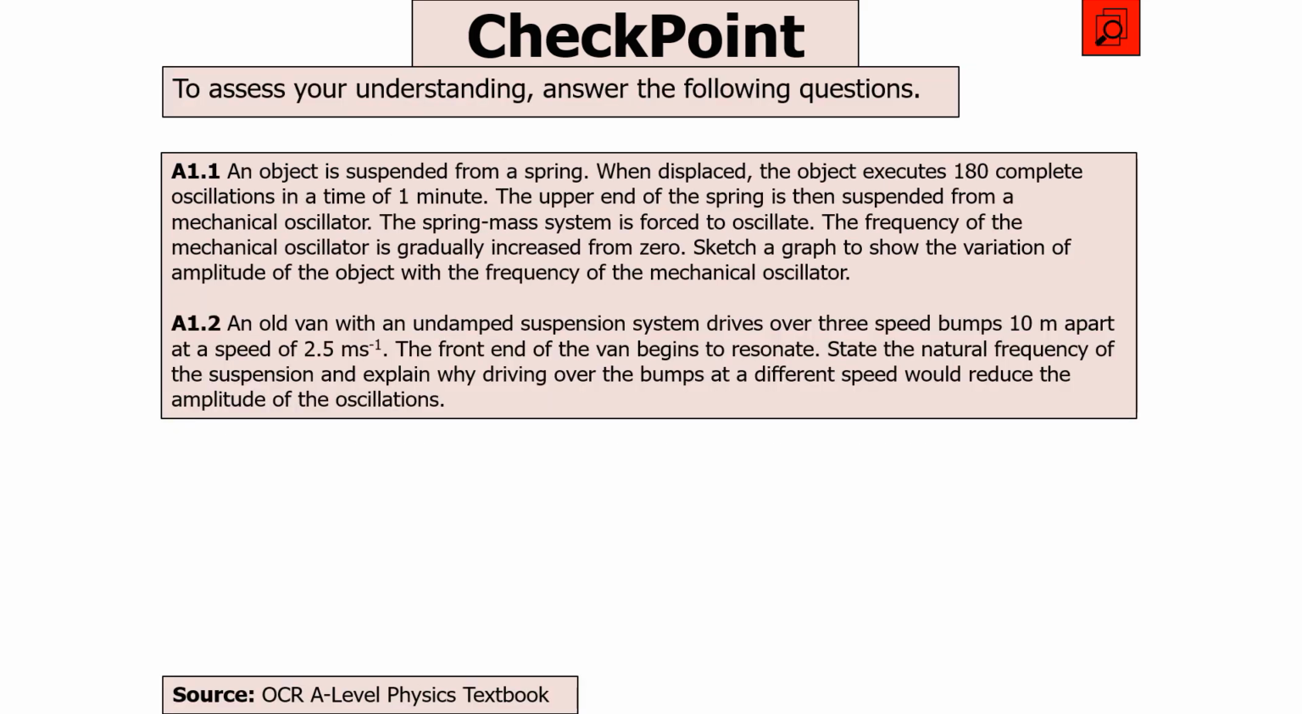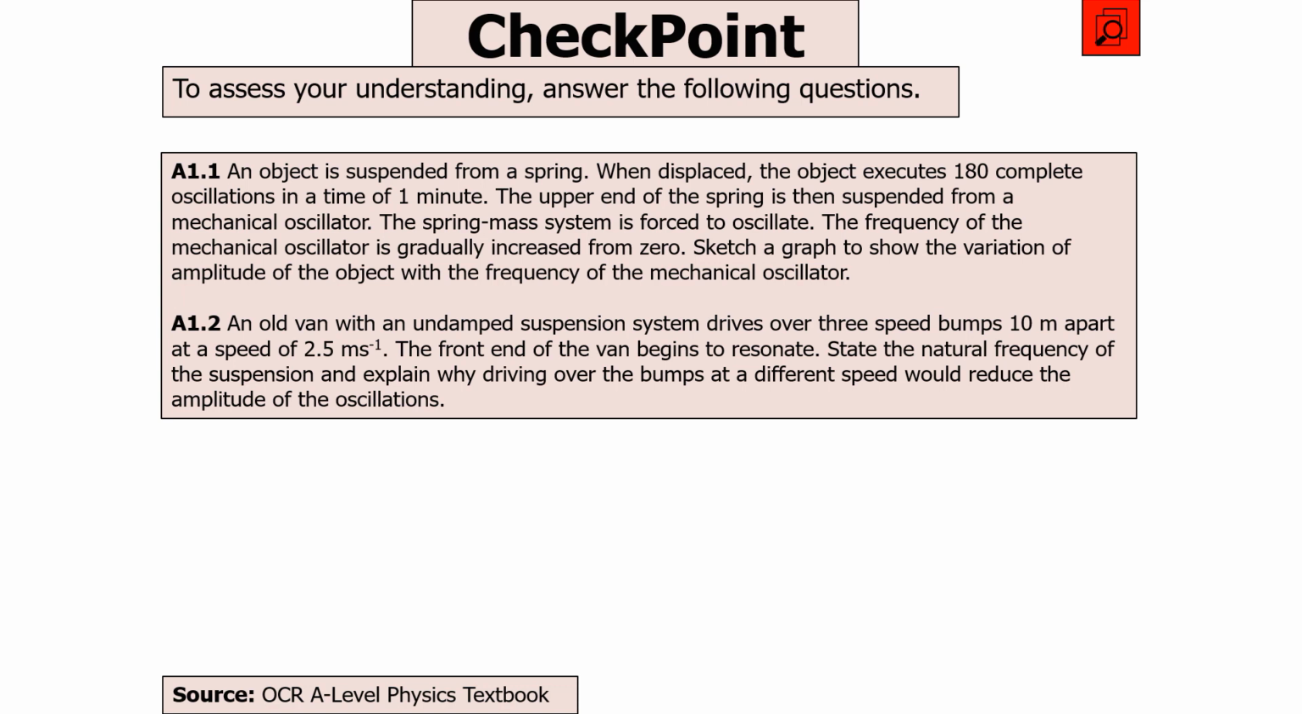The next question says, an object is suspended from a spring. When displaced, the object executes 180 complete oscillations in a time of 1 minute. The upper end of the spring is then suspended from a mechanical oscillator. The spring mass system is forced to oscillate. The frequency of the mechanical oscillator is gradually increased from 0. Sketch a graph to show the variation of amplitude with the frequency of the mechanical oscillator.